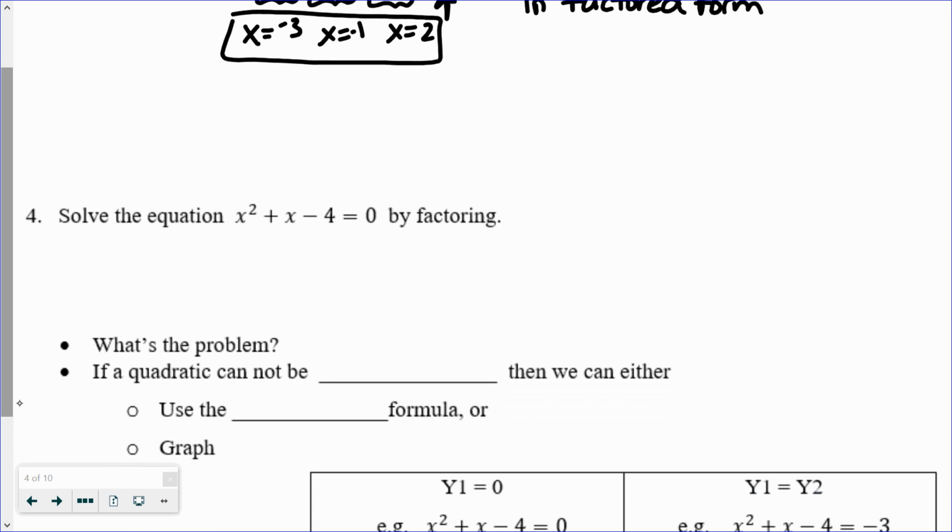So the next one, solve the equation x squared plus x minus 4 equals 0 by factoring. And so you'd sit here and you'd be like, I need two numbers that multiply to be equal to -4 and add to be equal to 1. Okay, 4 and 1, no, 2 and 2, no. So we can't actually solve by factoring. So it's asking what's the problem. Can't solve by factoring.